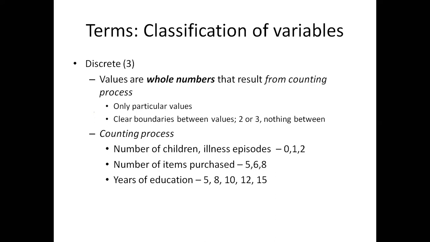When I say whole numbers, what it means is you have clear boundaries between values. So this discrete variable can take a value like 2, or it can take a value like 3, but there is absolutely nothing between 2 and 3. There is no scope for any decimals to go between 2 and 3. So that's why we call them whole numbers, and they are classified as discrete variables.